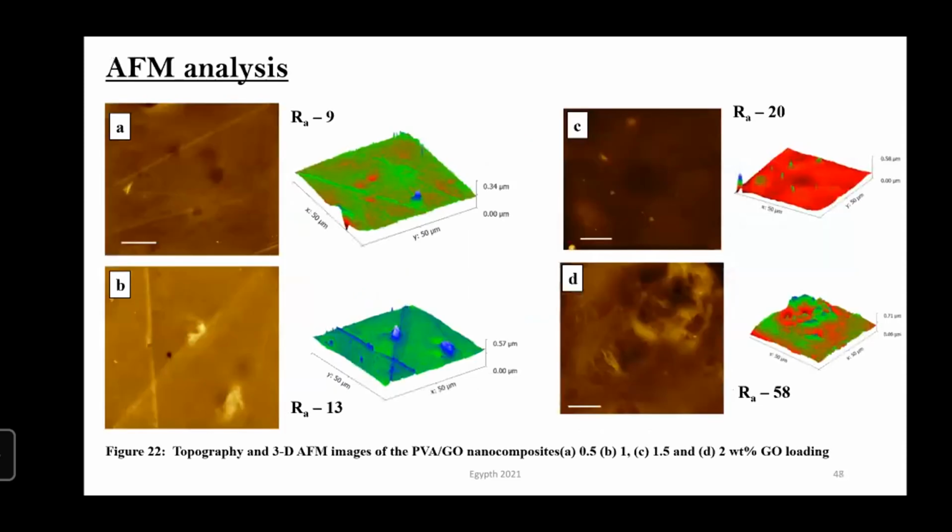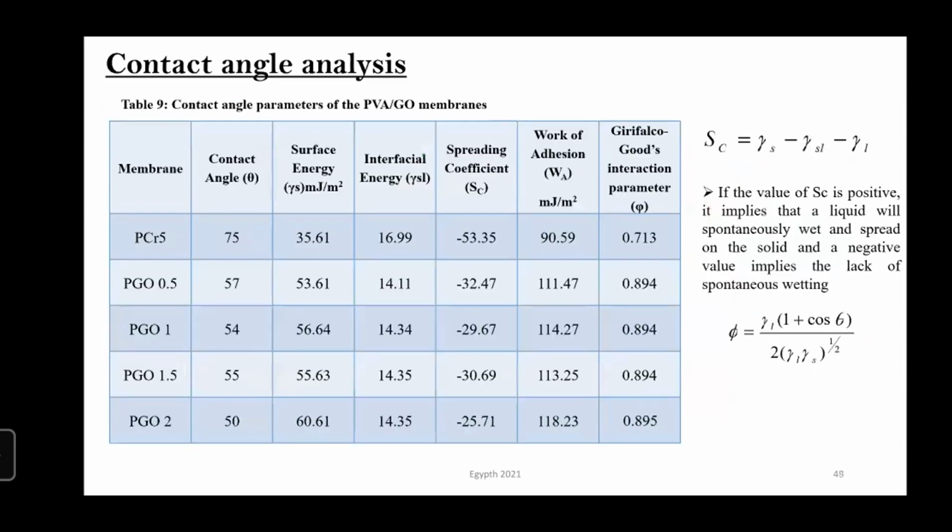AFM analysis also shows the fine dispersion of the graphene oxide on the surface. Surface characterization is important because the surface morphology of the material matters for evaporation suppression. Another interesting study is the contact angle analysis. Because graphene oxide is hydrophilic in nature, when we add this graphene oxide to the cross-linked PVA nanocomposite, the contact angle decreases upon filler loading.